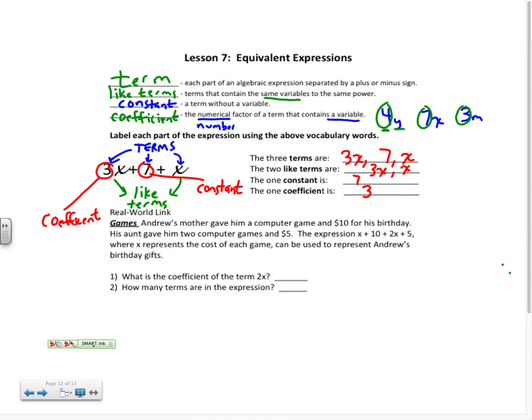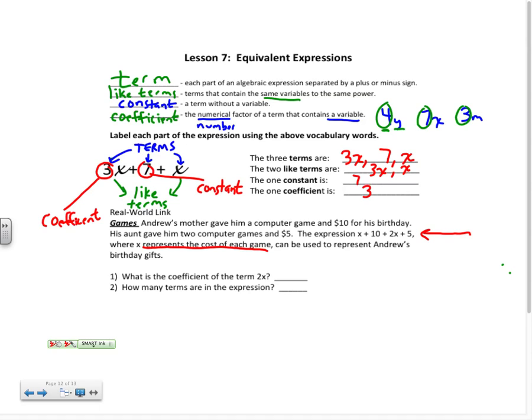So let's look at a real-world link, games. Andrew's mother gave him a computer and $10 for his birthday. His aunt gave him 2 computer games and $5. So we have an expression here where x represents the cost of each game.